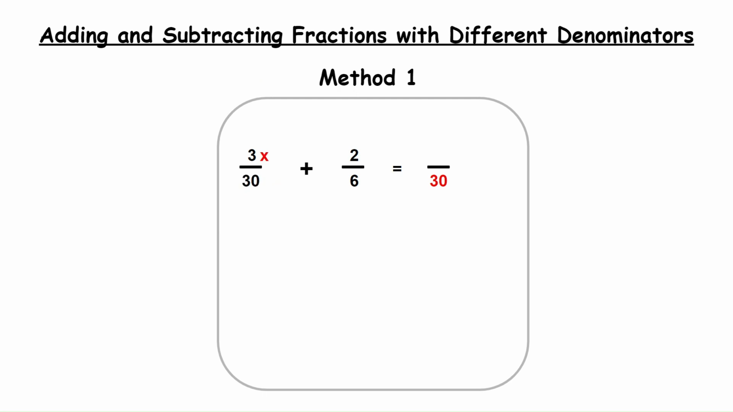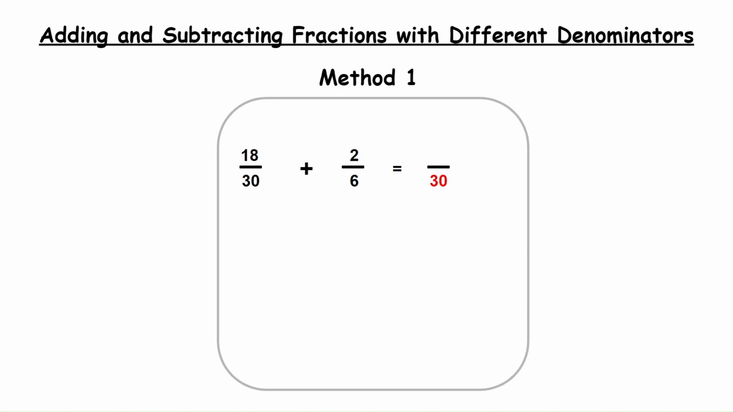And we also need to multiply our numerator by that same number. It's important that we multiply our numerator by the same number we multiply our denominator by, so that we keep the same value of our fraction that it had originally. So 3 multiplied by 6 is 18.